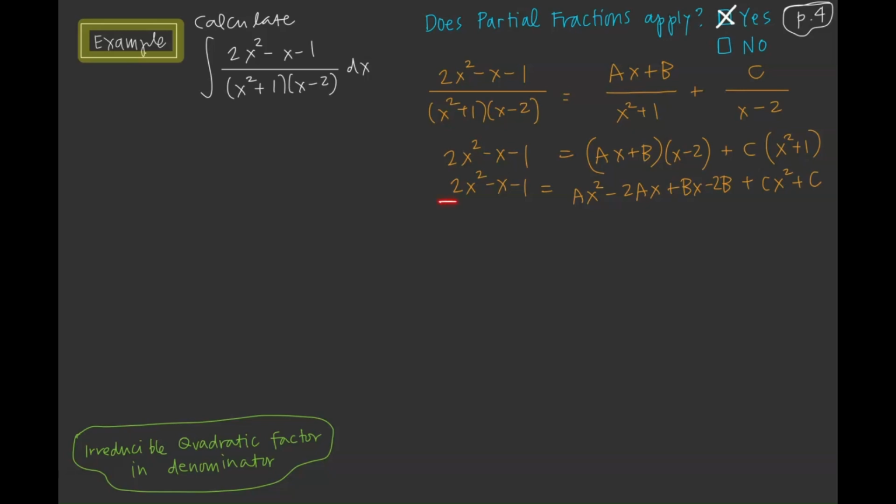On the left side, I have a 2 for my x squared term. I have a -1 for x and a -1 constant term. So we're going to collect all the terms in that order. Let's see, for the x squared terms, I have one right here, and I also have one right here. So 2x squared minus x minus 1 equals a plus c times x squared.